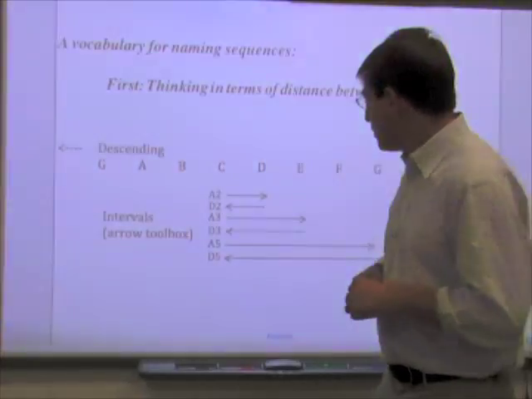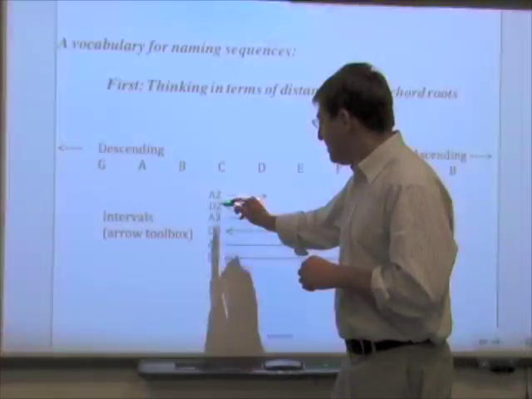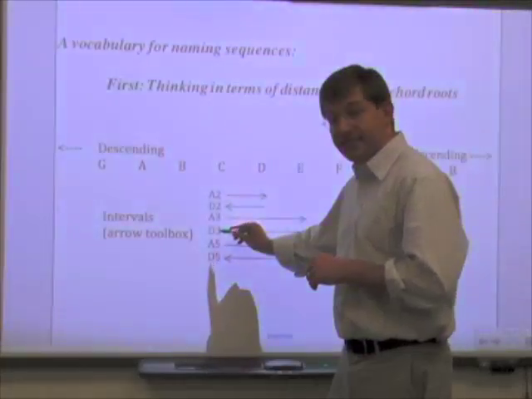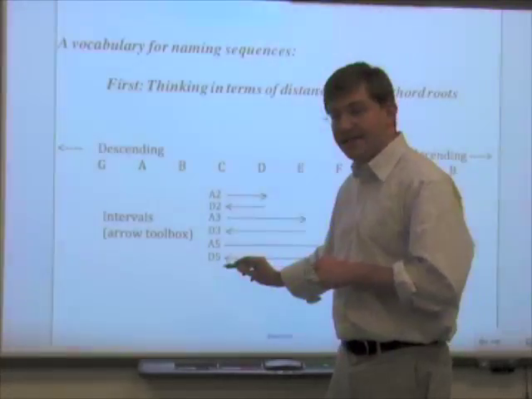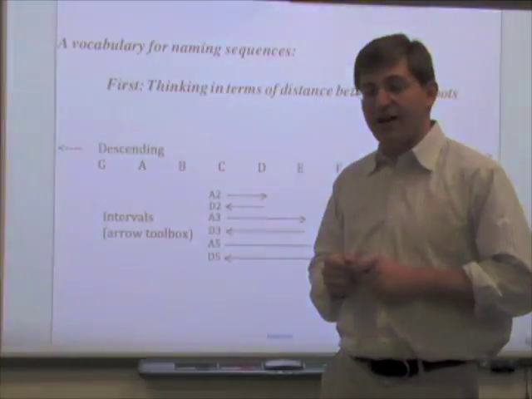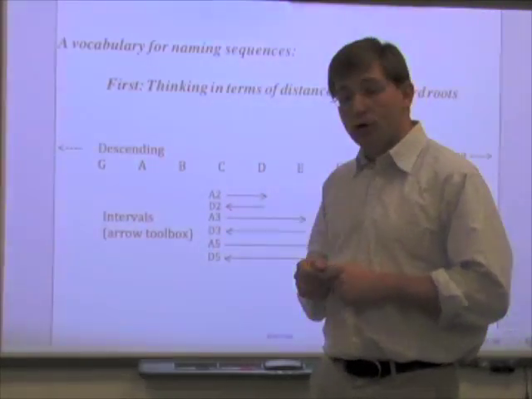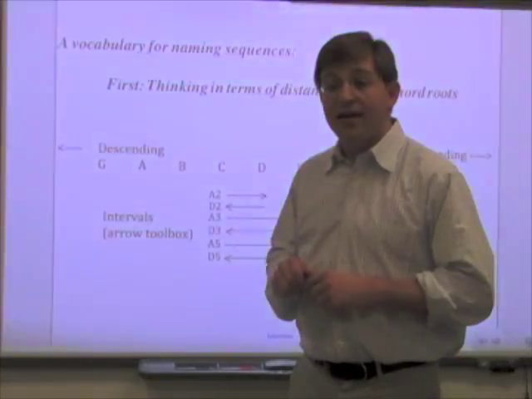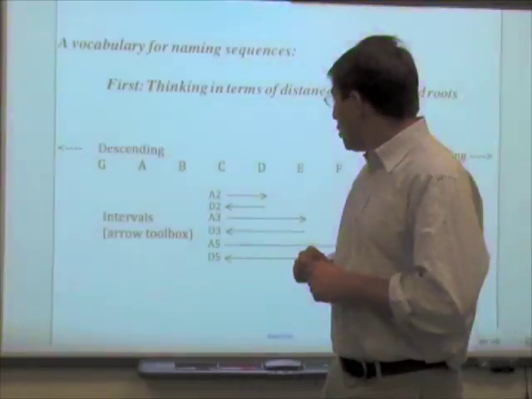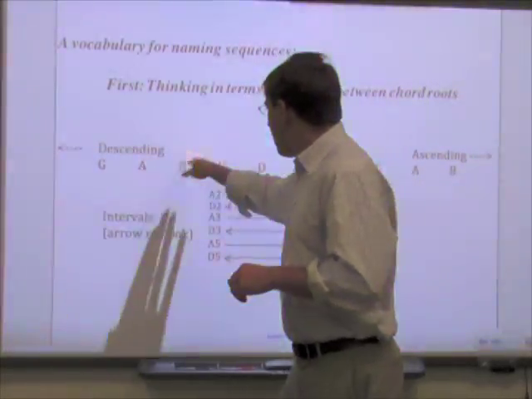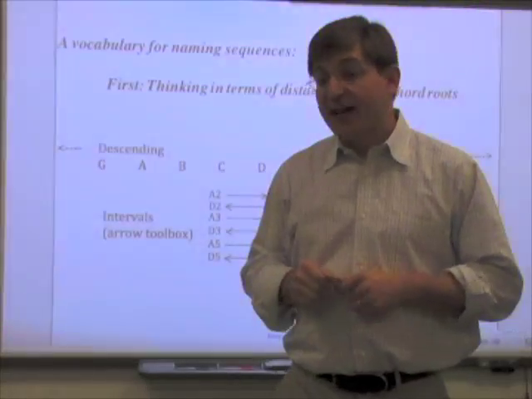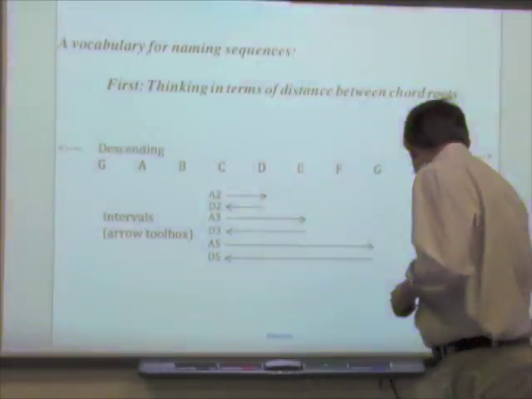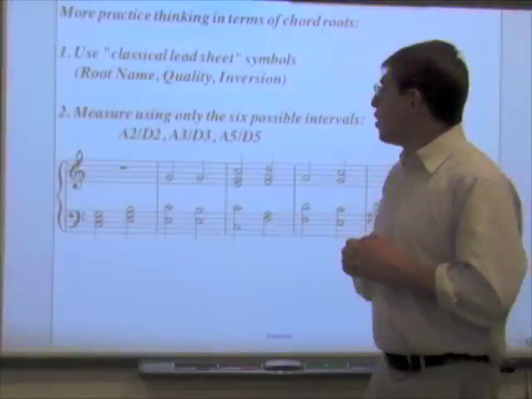We'll be limited to the 6 intervals of ascending second, descending second, ascending third, descending third, ascending fifth, and descending fifth. That's just to simplify things. All motions between chord roots can be described in terms of these intervals. Now we'll practice labeling chords according to their root and then identifying the distance between them.